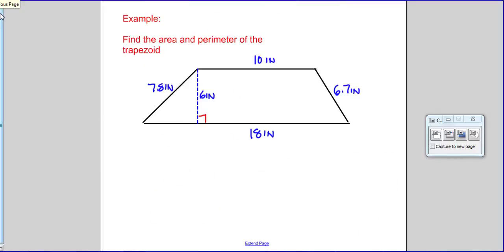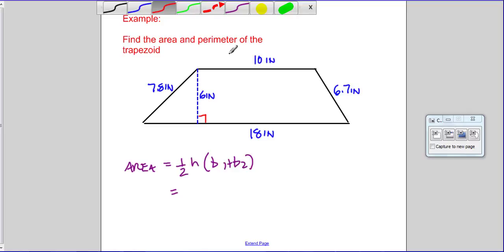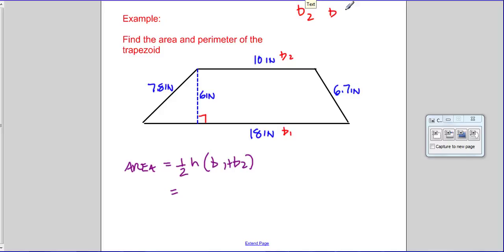So now let's find the area and perimeter of this particular trapezoid. The area of a trapezoid is equal to 1/2 h times the sum of the bases. Okay, so now let's identify our parts. We'll call this b sub 1, and I'll call this b sub 2. These are the parallel opposite sides, so these are my two bases. I could have called this b sub 1 and this b sub 2. By the way, this is called a subscript variable.